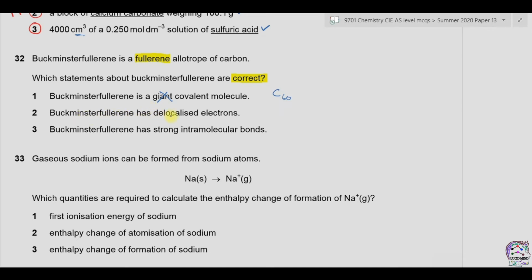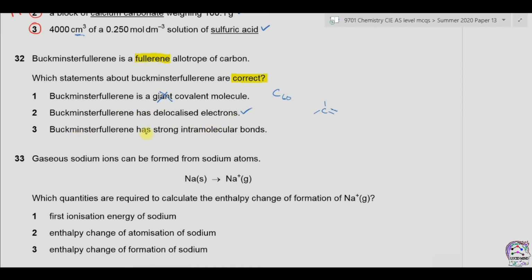2. Buckminster fullerene has delocalized electrons. As we know that in Buckminster fullerene, carbon makes 3 sigma bonds and one of the electrons is involved in the pi bonding, so therefore due to the pi electrons there is a delocalized system, so therefore 2 is correct.